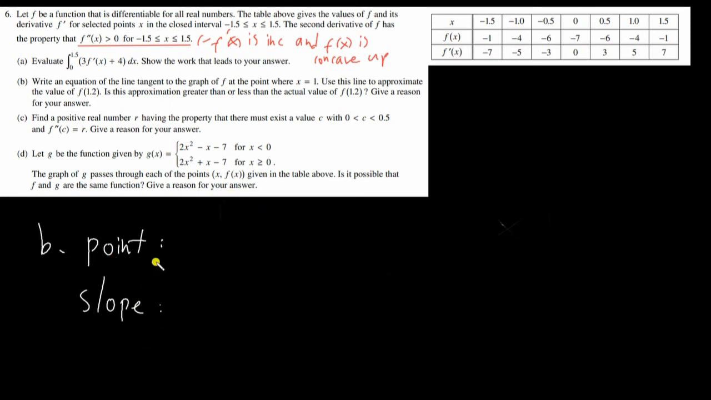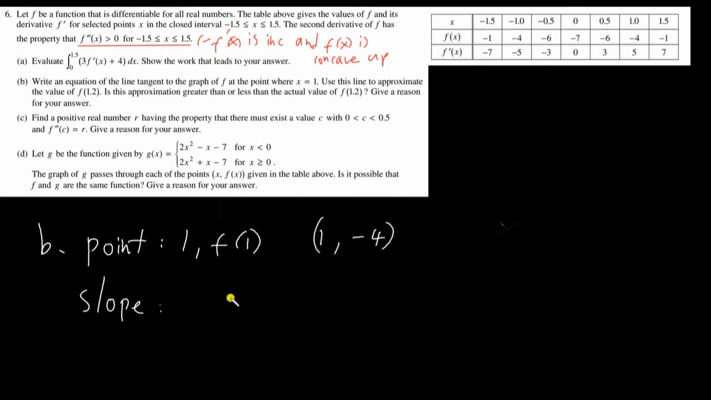So let's see. First, let's figure out the point. What's the point where x equals 1? It's going to be 1 comma f of 1, right? What is f of 1? Well, if we go to our table, when x equals 1, f of 1 is negative 4. So it's 1 comma negative 4, like that.